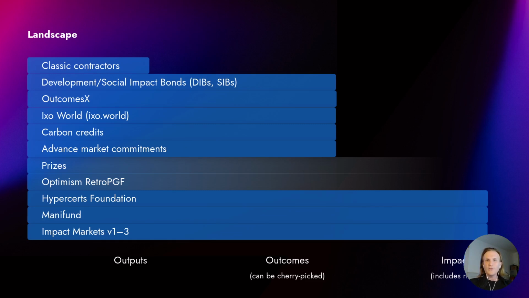Now, what follows is my overview over the landscape. And first of all, I want to make a distinction clear. There is the distinction between outputs, outcomes, and impact.